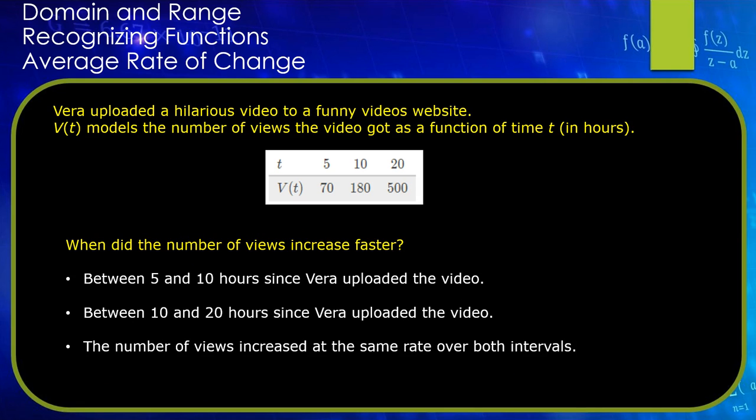Vera uploaded a hilarious video to a funny videos website. V of t models the number of views the video got as a function of time, t, in hours. And there's the table of values there. When did the number of views increase faster? Between 5 and 10 hours since Vera uploaded the video? Between 10 and 20 hours? Or did the number of views increase at the same rate over both intervals? So take a moment, see which one is the correct answer, and then we'll go through it.